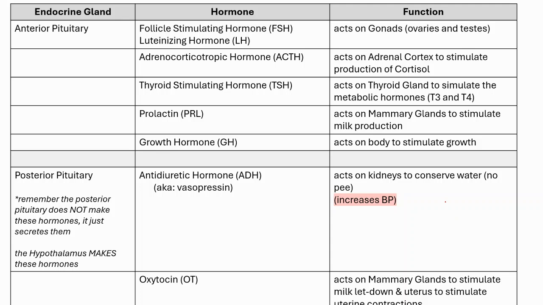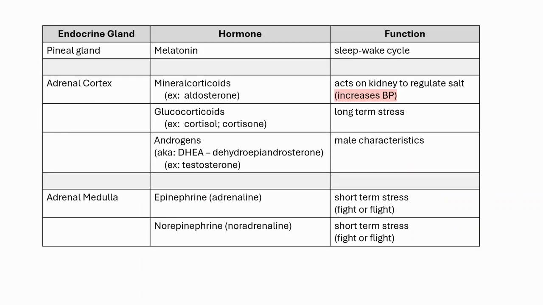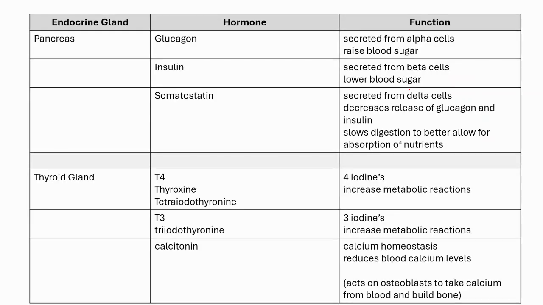I try to point out the ones that are involved in blood pressure. Keep in mind, antidiuretic hormone, also known as vasopressin. Look at another one here, aldosterone, increases blood pressure. You need to know all of this. I'm just kind of floating through here a little bit. We already just kind of talked about these.